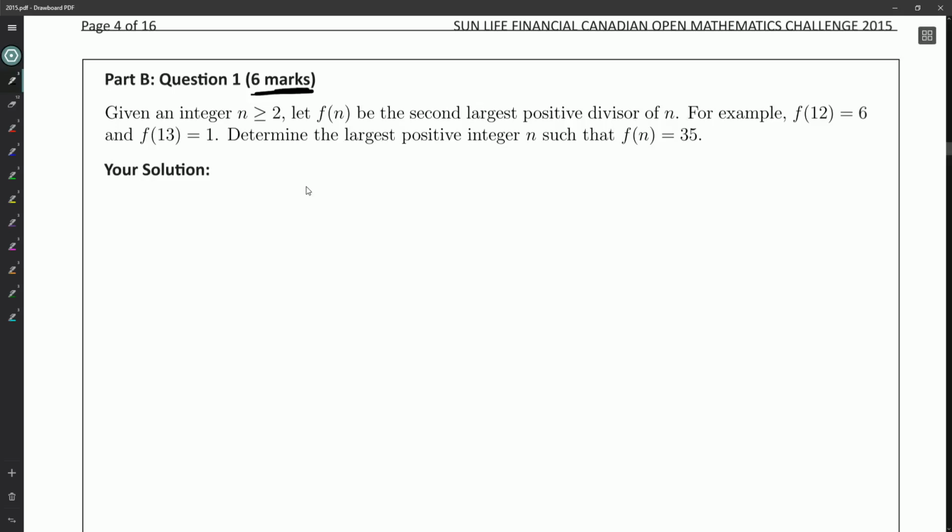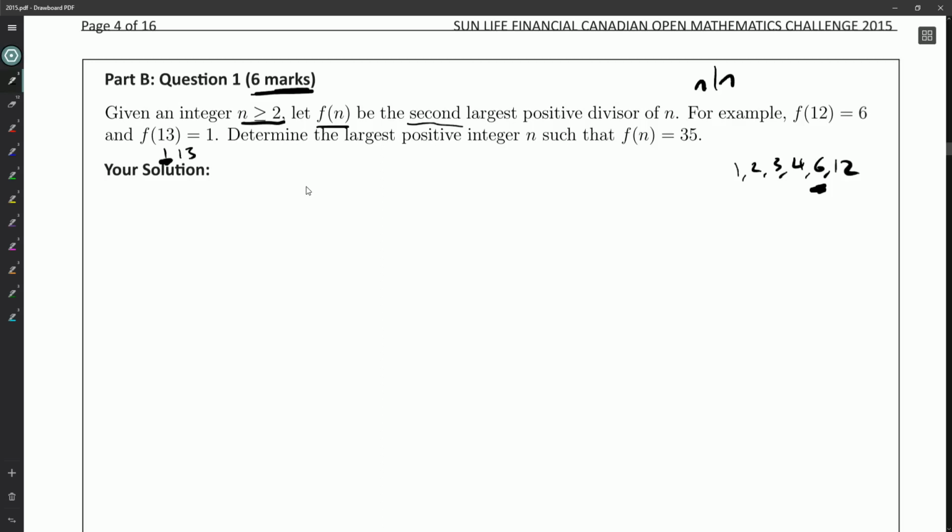Alright, so B1: given an integer n greater than or equal to 2, let f(n) be the second largest positive divisor of n. That's kind of interesting. So obviously n divides n, but what's the next one? So for example, f(12) is 6, because if we list the divisors of 12 in order, 6 is the next largest. And f(13) would be 1. So as long as the number is not 1, it'll always have at least 2 factors, because it's either composite or prime, and so f will always be defined there. That's kind of nifty. I've never seen this function used before.